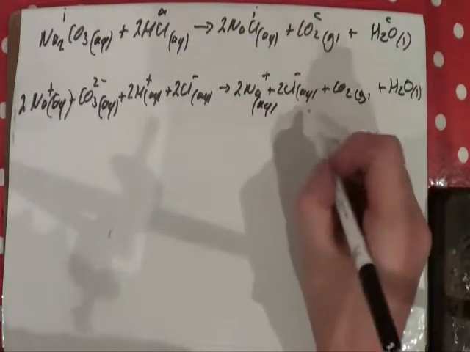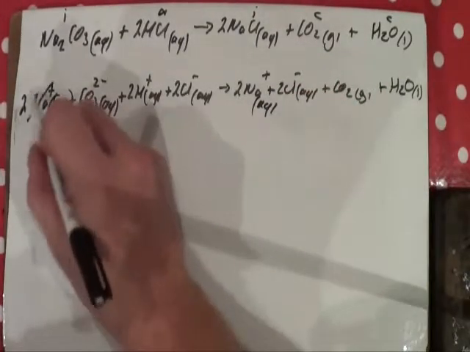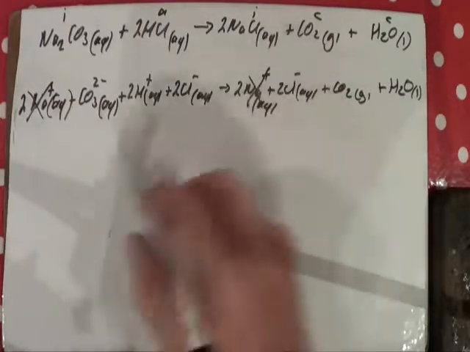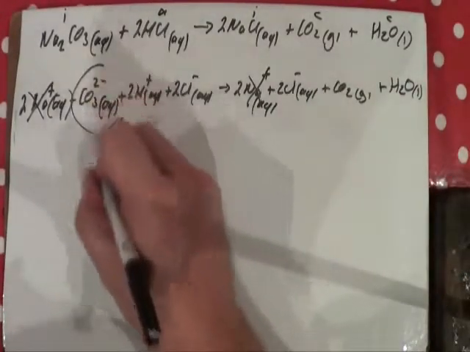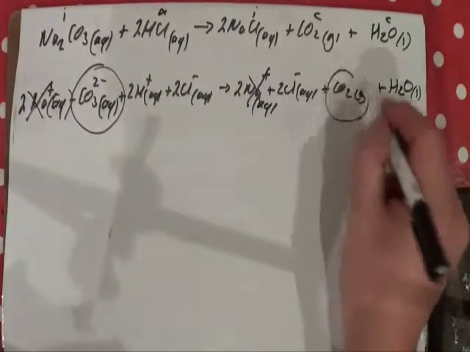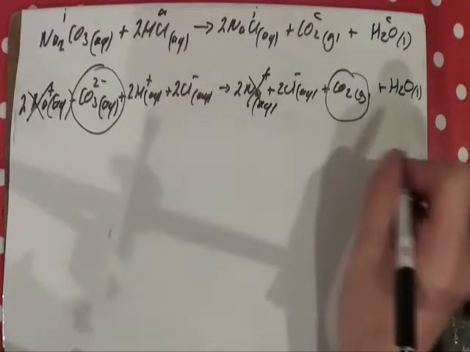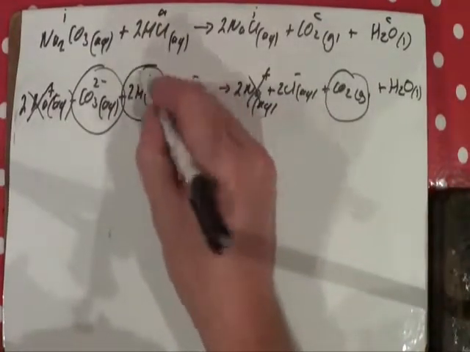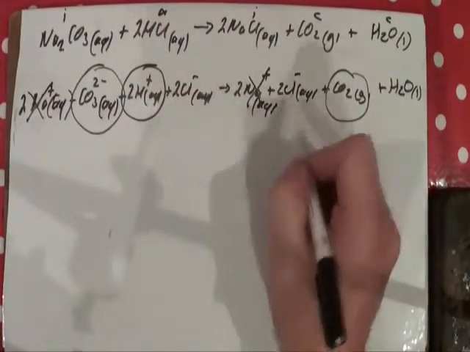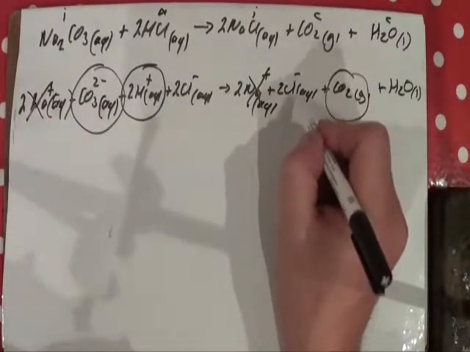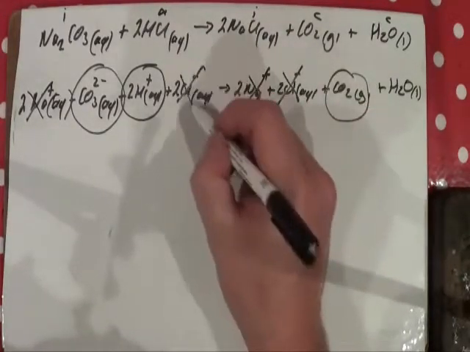Okay, so with that, therefore, it is a spectator ion. We have a carbonate ion here, but there's no carbonate ion over here. So that's actually gone into the carbon dioxide. With 2 H plus ions aqueous here, well, there's no H plus ions aqueous over here. Okay, we have 2 chloride ions aqueous here, and we have the same here, so they must be spectator ions.